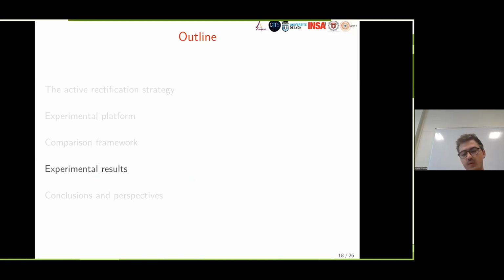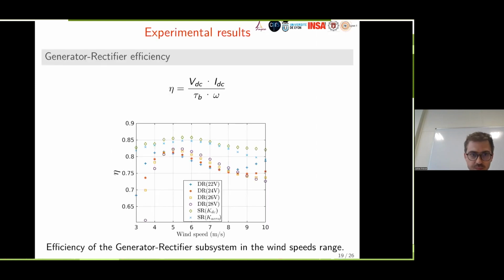Okay, so I will show you now the experimental results. Generator rectifier efficiency, we define it, as I said, as the ratio of the electrical power divided by the mechanical power. So here, the red cross, the blue cross, the red star, the yellow square, and the purple circle represent the tests that we've done with the diode rectifier for each fixed DC voltage.